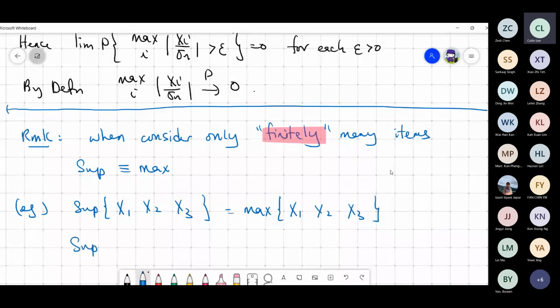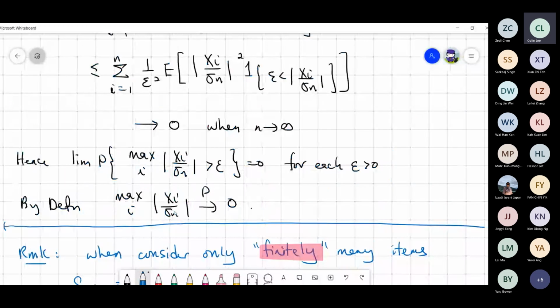But when you look at x1, x2, x3, dot dot dot, up to infinity, then we don't know. I put a question mark here. It could be equal, but it might not be equal. So in this case, I'm actually considering n of them. This is a shorthand: i is 1 to n, so I consider n items. That's why it doesn't matter whether I'm using maximum or supremum. Unless you consider up to infinity, you may replace this maximum with sup.